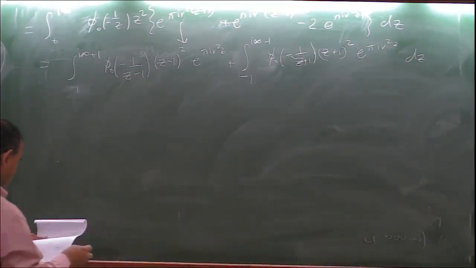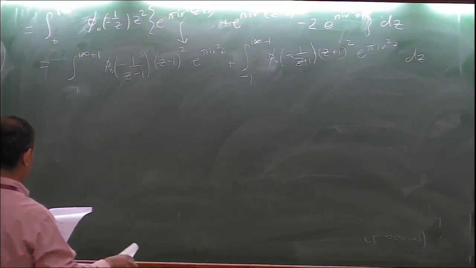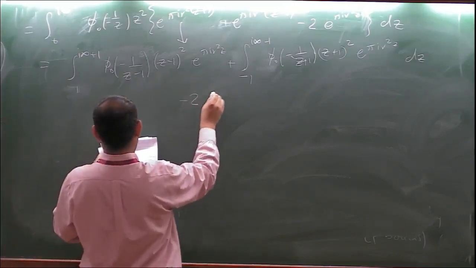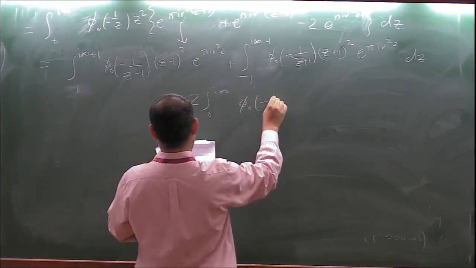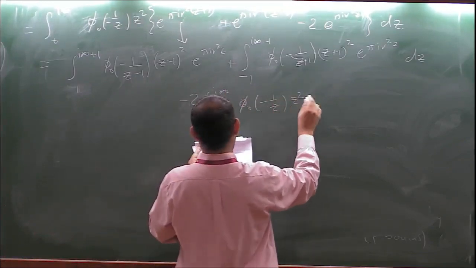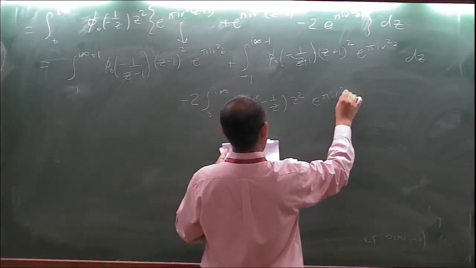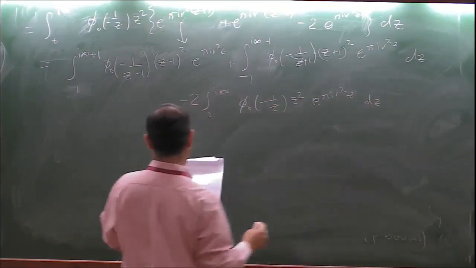And then the last one is just minus 2 times the integral from 0 to i infinity of φ0 of -1/z, z squared, e^(πi r² z). All right, very good.